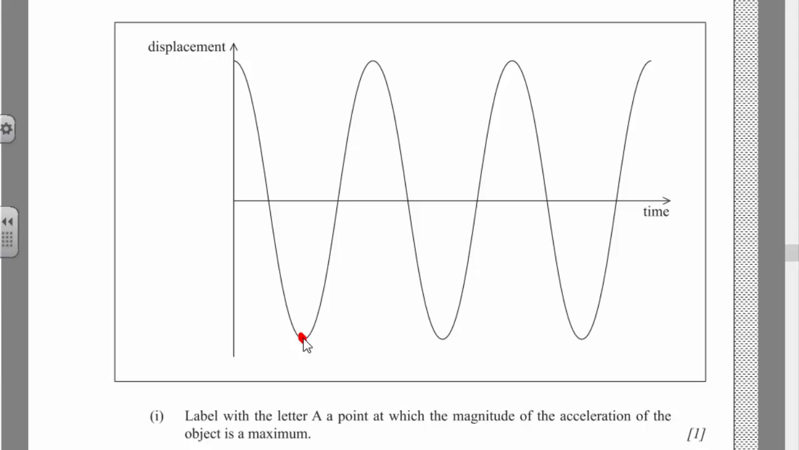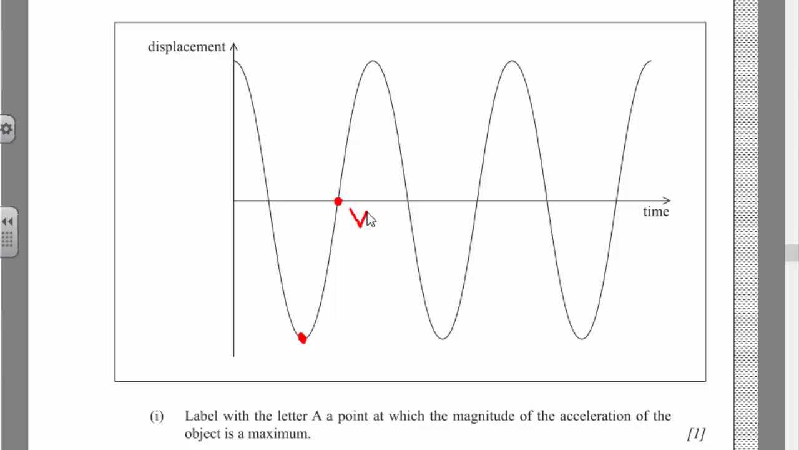Label with the letter V a point at which the speed of the object is a maximum. So the speed of an object would be maximum there. That's also where it's maximum and positive, because the gradient is positive there. It's heading from the negative into the positive area.